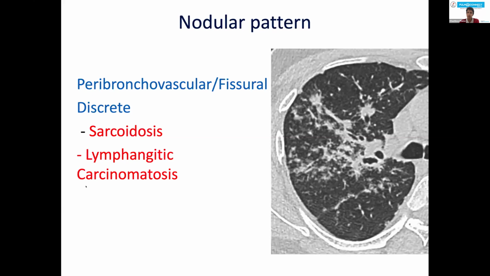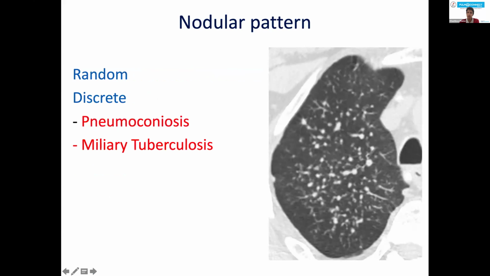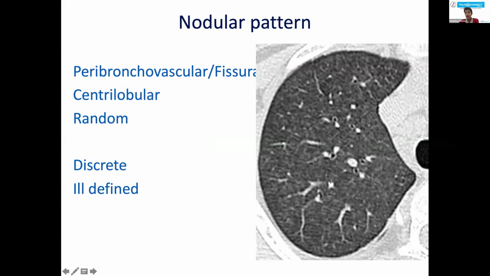of sarcoidosis or lymphangitic carcinomatosis. Often you see these other random distribution. So when you see this, the differentials become pneumoconiosis and miliary tuberculosis. In this case, you have to actually strain your eyes to look at the nodules.